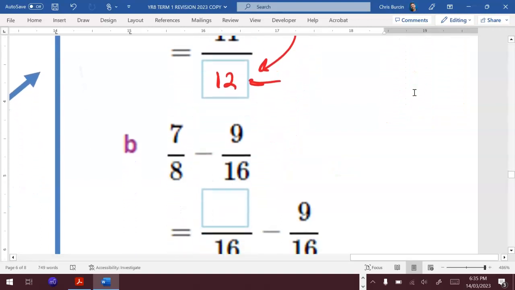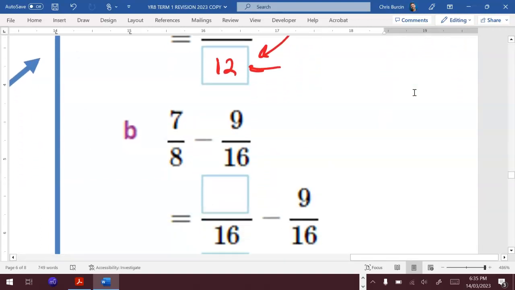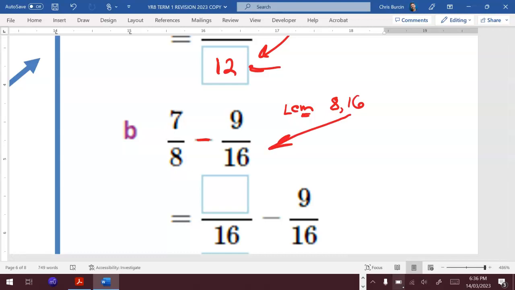Let's do a different one. So now we have 7/8 minus 9/16. Now I could multiply 8 times 16 to get a common multiple, but it would be huge. And then we'd be dealing with huge numbers. So let's again look at what is the lowest common multiple between them. Remember, multiples are always larger. So 8 times 1 is 8. 8 times 2 is 16. Hang on a second. I've already got it. So 16 is actually going to be my common multiple.